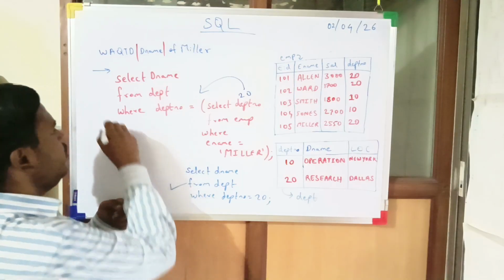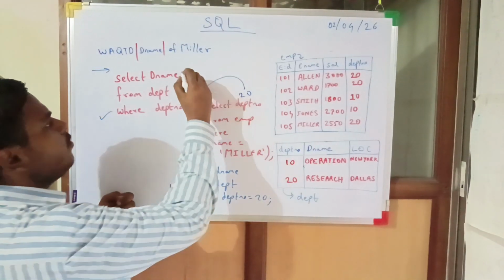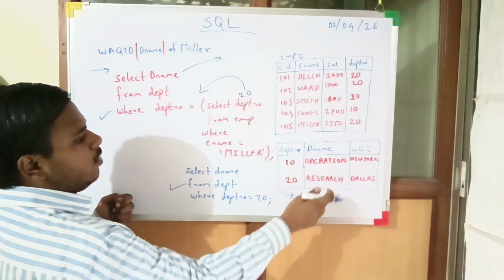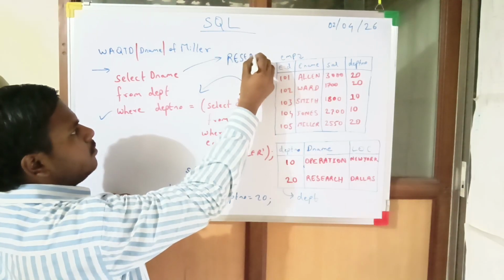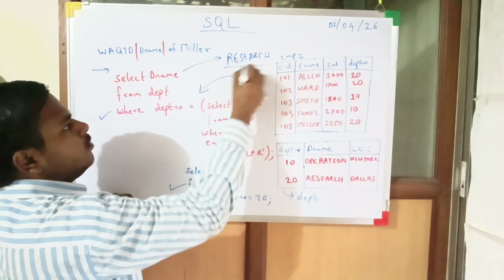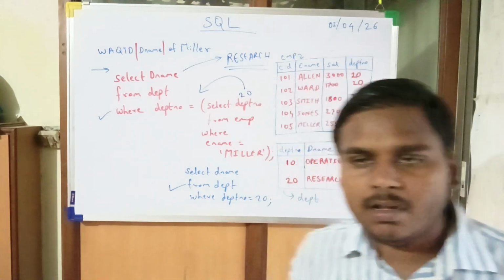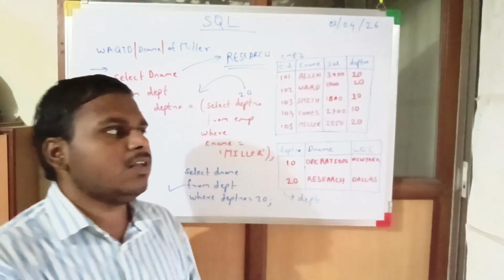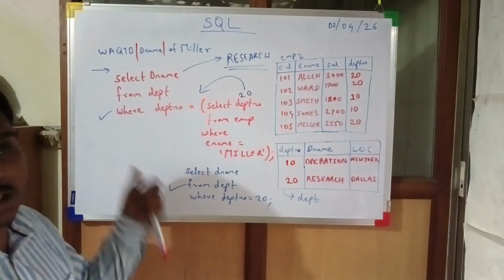If you execute this query or that query, you will get the same output. What is the final output we will get? DNAME for 20 is what? Research. So our final output is research, which I wanted to see as the final output. How are we getting it? We are jumping from one table to another table based on the situation. First of all, you need to break the question. What do I want to display?